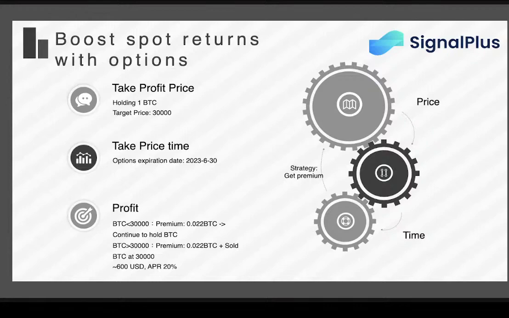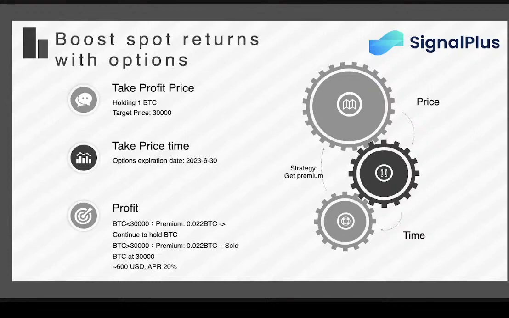So in this situation, when I'm trying to sell 1 BTC at 30K and within June, what I'm doing is I'll go to the options market and pick a strike price of 30K and pick an expiration date of 30th of June and sell a call. And the outcome will be, if BTC stays under 30K on the 30th of June, I will be earning a premium of around 0.022 BTC. And I'll be continually holding and accumulating BTC, and I can keep rolling.